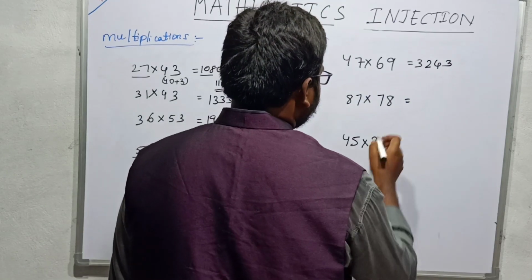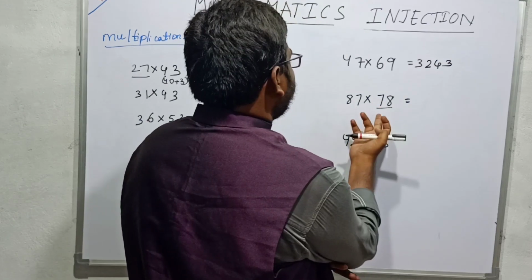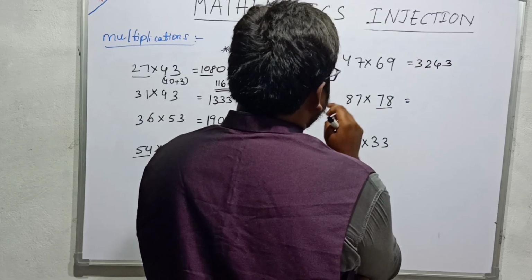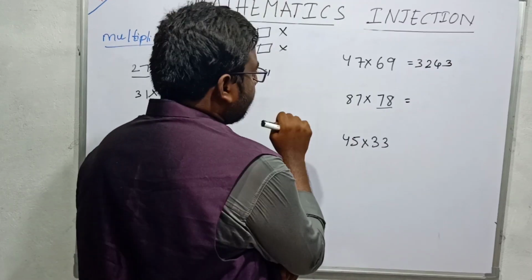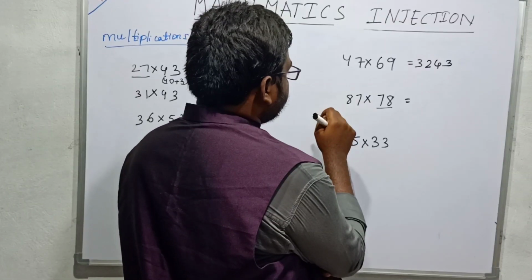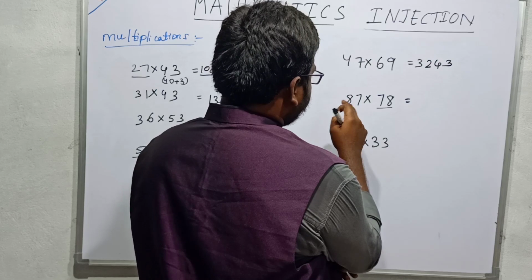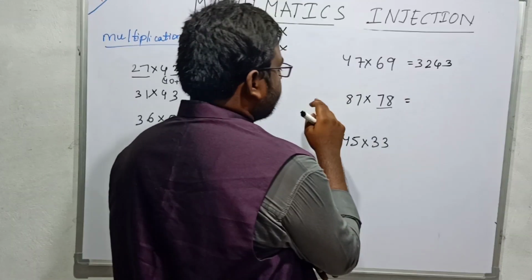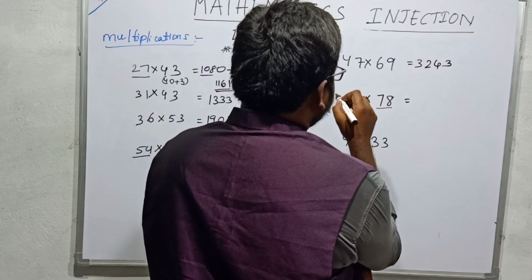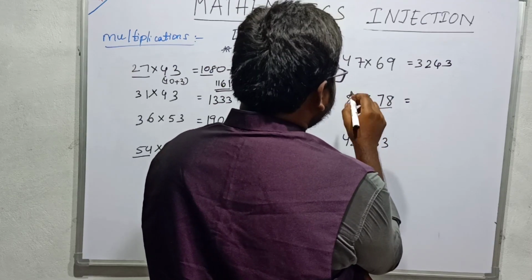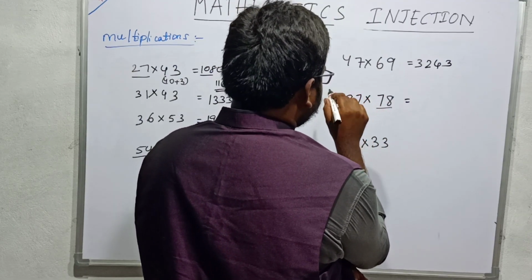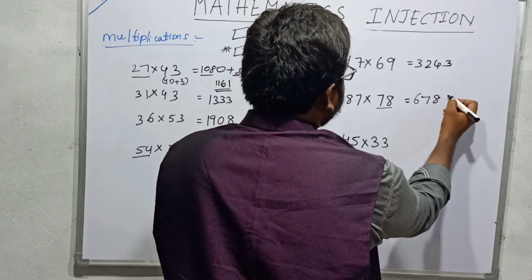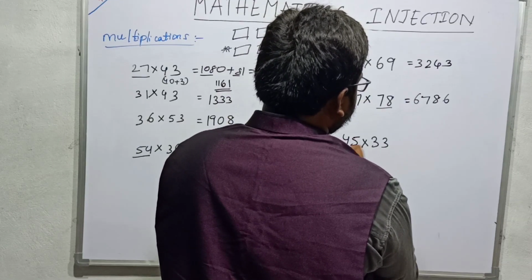78 into 87. If I take 78 as distributor, 7 into 87, 7 8s are 56, 49, 56 plus 4, 60, 609. I will keep 609 in my mind, and 8 into 87, 8 8s are 64 plus 5, 69, 696. 609 plus 696, so 609 plus 69 we have to calculate. 609 plus 69, 60 plus 6, 66, 67, 678, and 6 will be the unit digit. So 6786 will be our result.